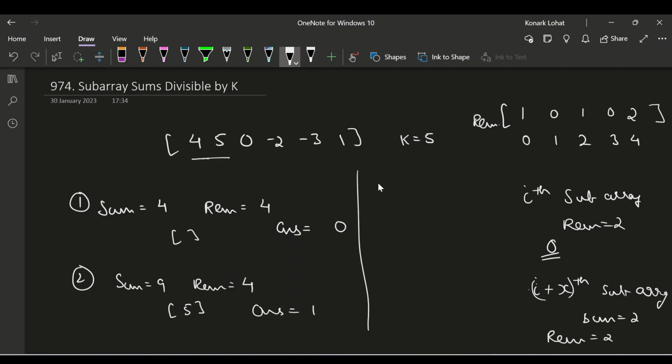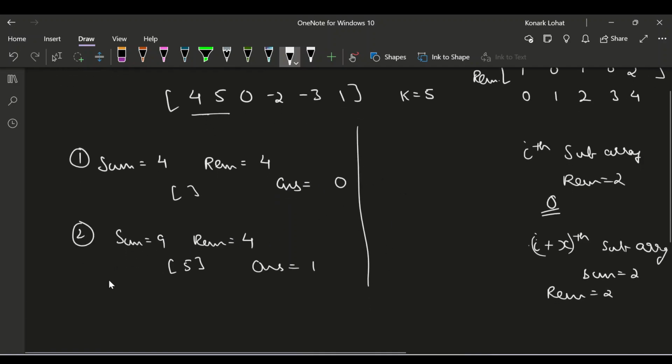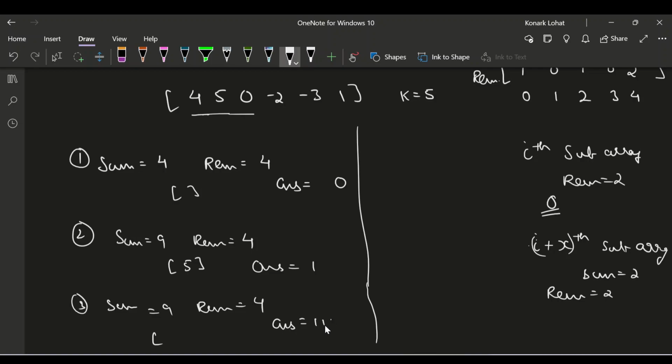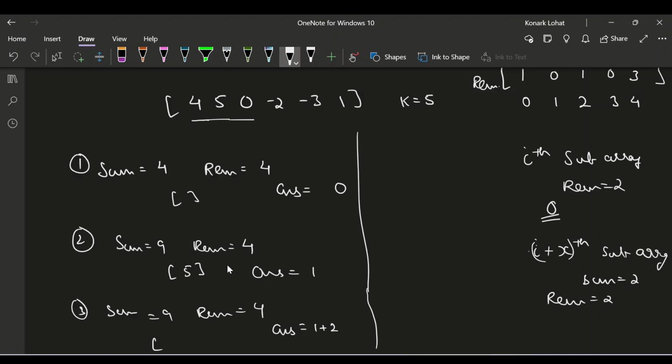Now let's move to the next element. At this element the sum value will be again 9, and the remainder is equal to 4 again, and now the answer will be equal to 1 plus the newly added 2. And why have we added 2 from this side? And this is equal to 3. Now you must be wondering, how do we have two subarrays? Because I have added 2 here, right? So there are two subarrays. Let's find out. First we have 5 comma 0, then you have only 0. So these are the two subarrays.